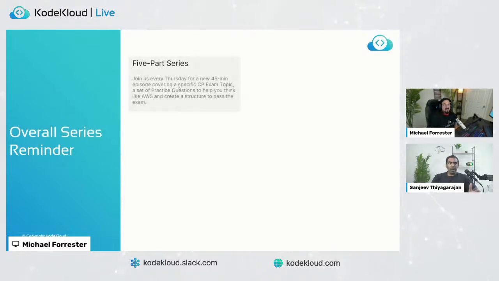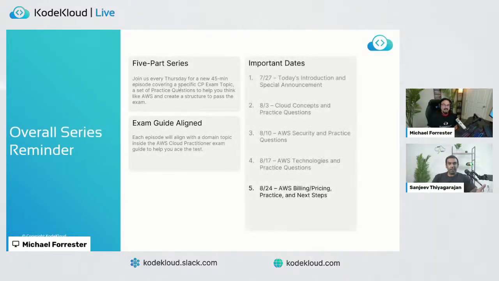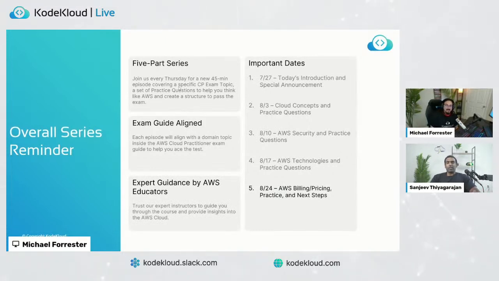But just as a reminder, this is the final episode of a 5-part series. This series was intended to give you some exposure to our AWS Cloud Practitioner course, as well as provide some support and guidance for those looking to pursue the Cloud Practitioner certification. Last Thursday, we covered a variety of different AWS technologies like EC2, Lambda, and S3. Today, we're going to be focusing on billing and pricing, and going over some of the different pricing models that AWS offers.